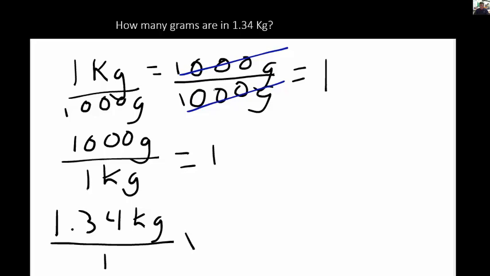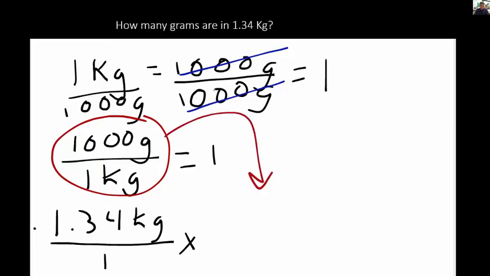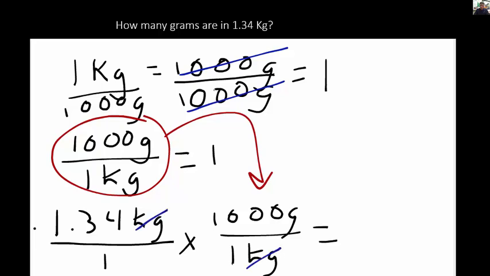And I'm going to multiply this by the number 1, but I'm going to be careful about which number 1 I choose. I'm going to try to select kilograms that will cancel. So if I use this relationship, where I have 1,000 grams divided by 1 kilogram, I'm multiplying what I started with by number 1, but now my kilogram units will cancel. And I'm left with the unit that I wanted, which was grams.